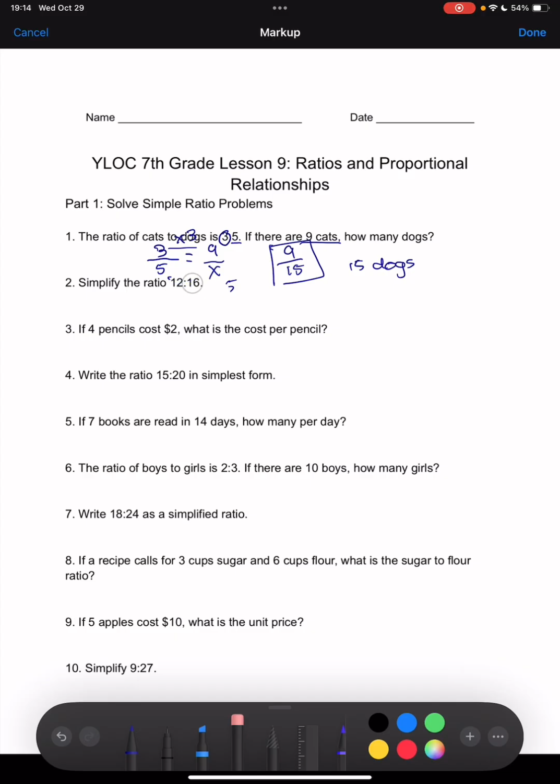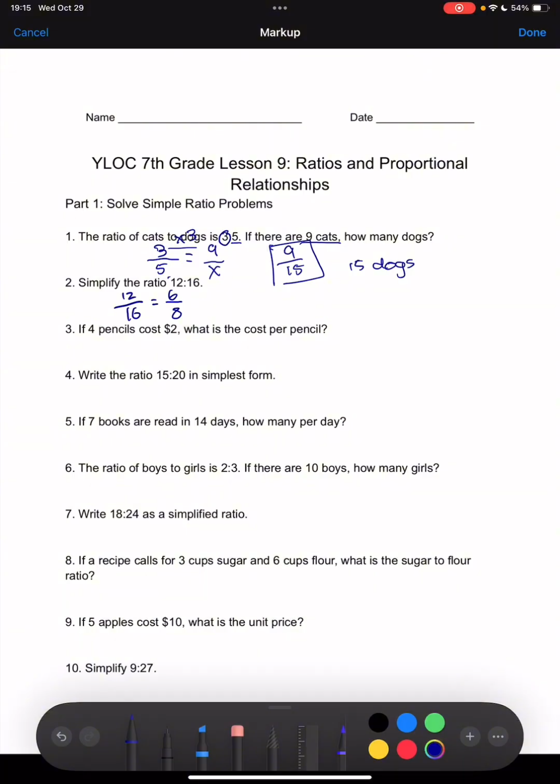Number 2. Simplify the ratio 12 to 16. So we're going to write the ratio in fraction form: 12 over 16. And in order to simplify a ratio, we have to divide by the greatest common divisor, or just progressively divide by a number that can go into both of the numbers, 12 and 16. I'm going to start off by dividing both numbers by 2. So 12 divided by 2 is equal to 6, and 16 divided by 2 is 8.